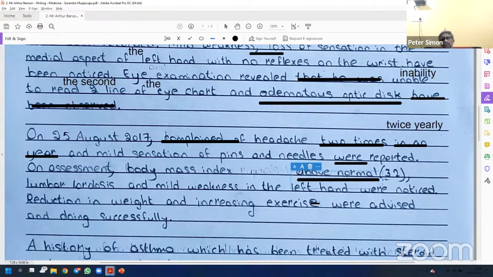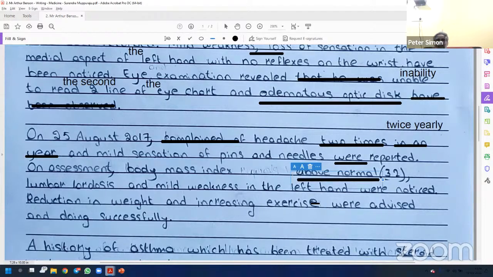You have a problem with some grammatical concepts today. Is that clear now? Weight reduction and increasing both the things, duration and intensity of exercise, were advised. You can also say recommended. Weight reduction and increasing the intensity and duration of exercise were recommended.